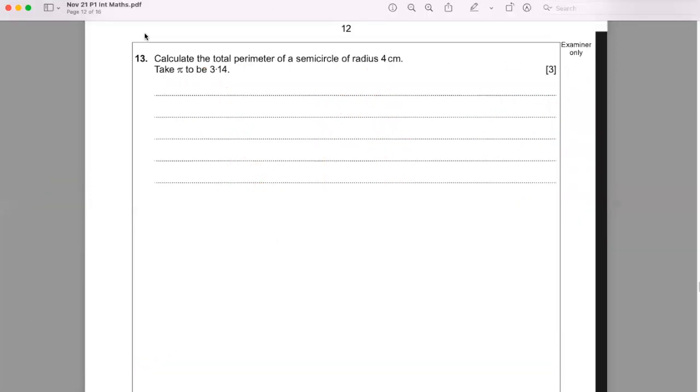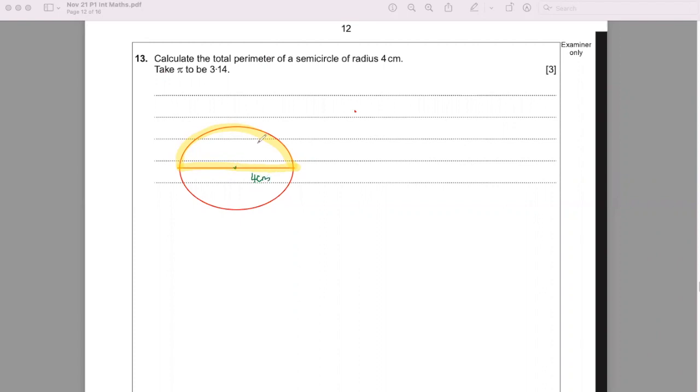Question 13. Calculate the total perimeter of a semicircle of radius 4 centimeters. Take pi to be 3.14. So for this kind of question, you just have to visualize it first, okay? So if I got a circle and I'm literally just looking at the semicircle bit here, it's just half of a circle. I shouldn't have actually drawn the whole circle, but that's the bit that we're looking at, okay? So the radius is 4 centimeters, so that will be 4 centimeters here.